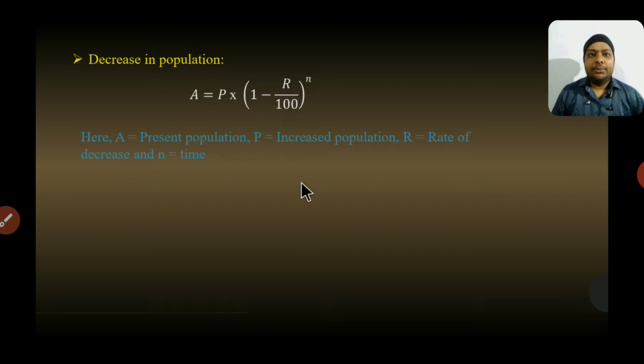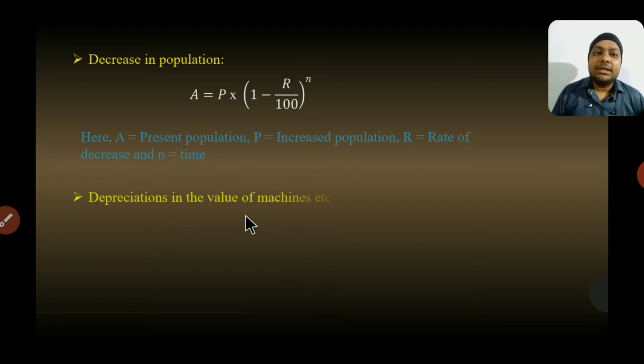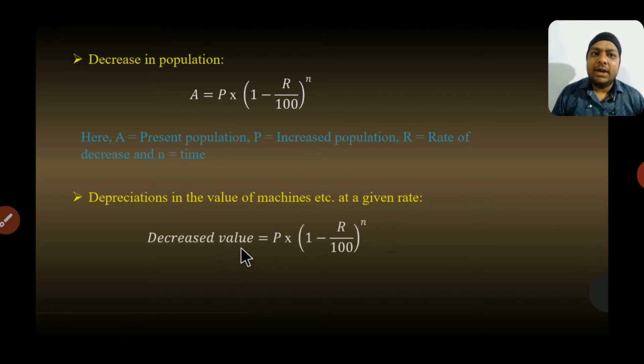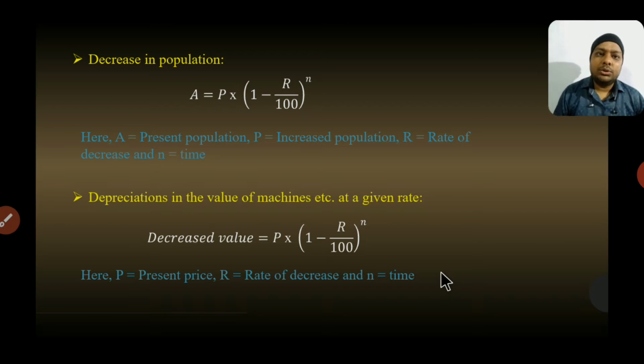Clear? Now, depreciation in the value of machines etc. at a given rate: for any article, if the price is depreciating, that is decreasing, how do we find the present price? This time we will use the decreased value. Instead of A, we write the decreased value = P(1 - R/100)^n, because it is decreasing, so we use minus. Here P will be the present price, R will be the rate of decrease, and n will be time. So we will solve three questions on these three types of topics. Let's start the class.